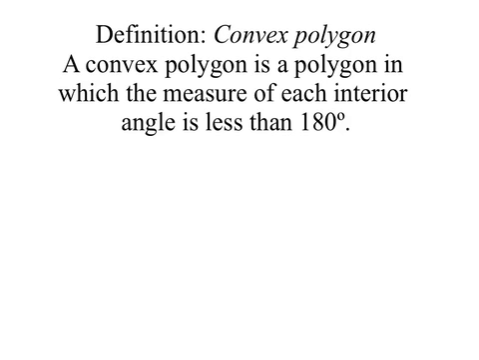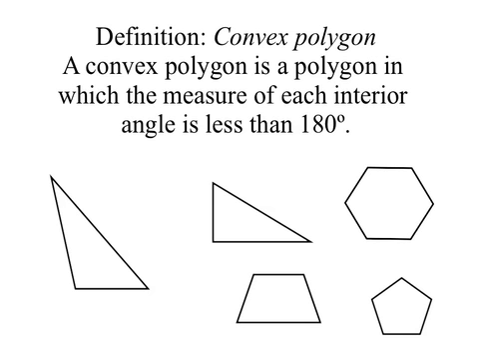Here's the definition of convex polygon. A convex polygon is a polygon in which the measure of each interior angle is less than 180 degrees. And here are some examples.